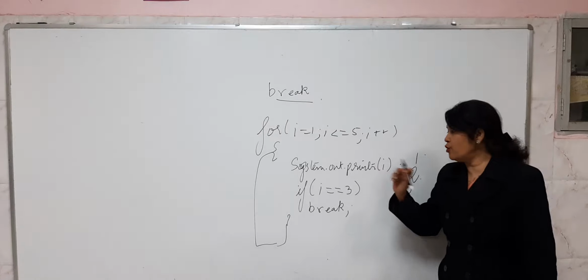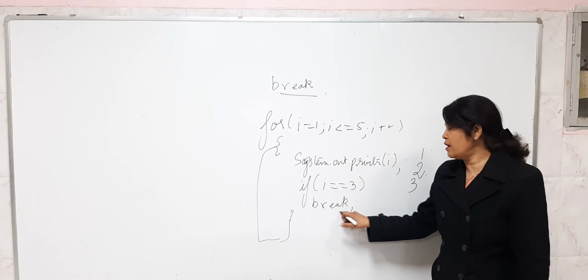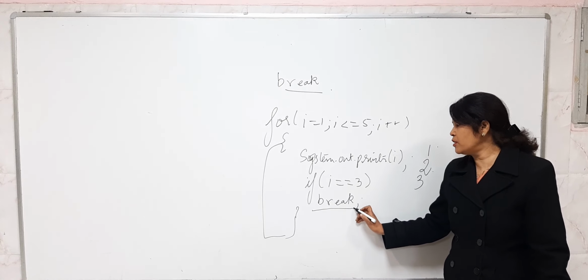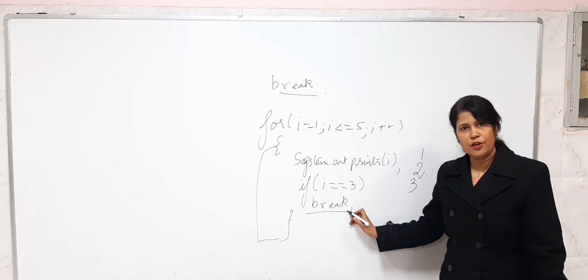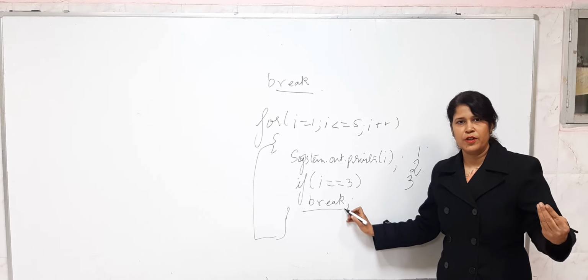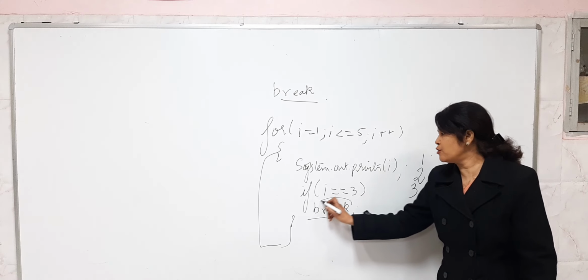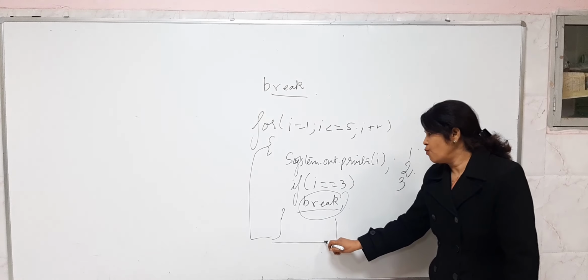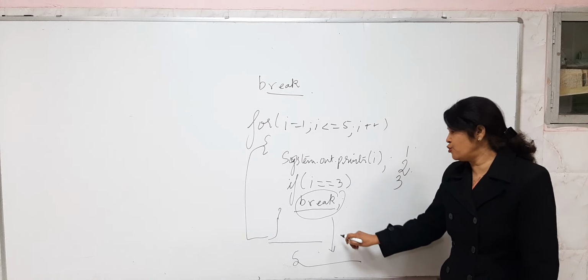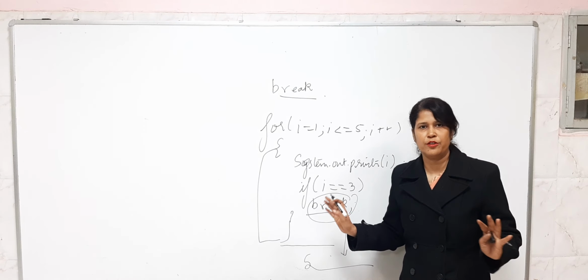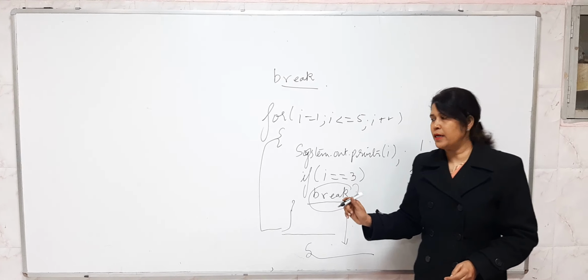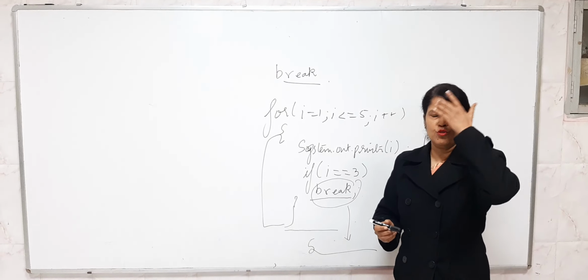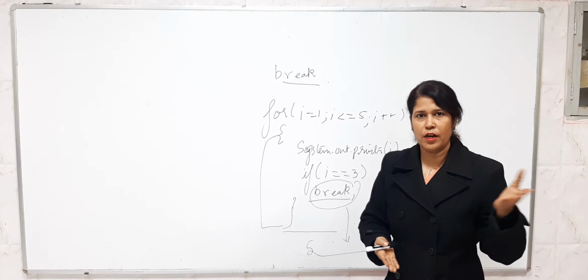Now 3 is equal to 3. What will happen? The condition is true, so we will encounter the break statement. It will execute the break statement and come out of the body of the loop. Whatever we have written before it has been executed, but now the loop will not continue because the condition is met, that is 3 == 3, break. So basically the break statement is used to come out of the loop if the condition is met.